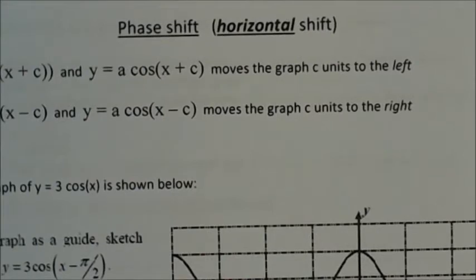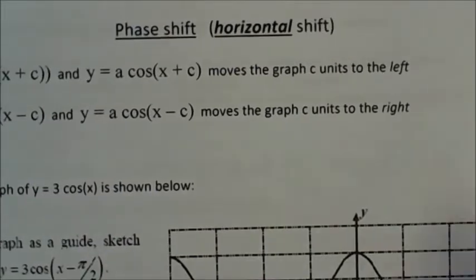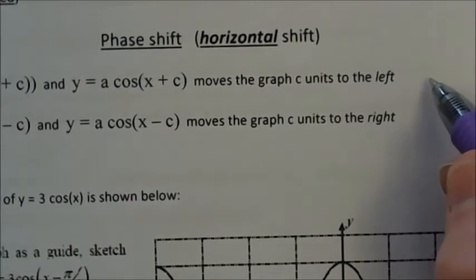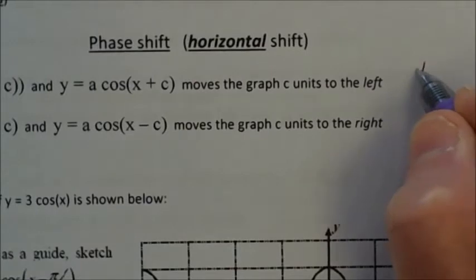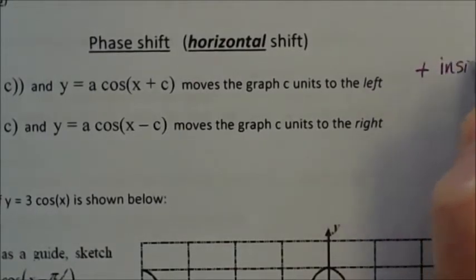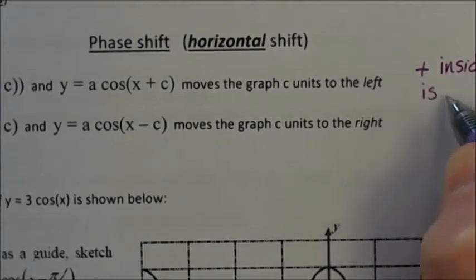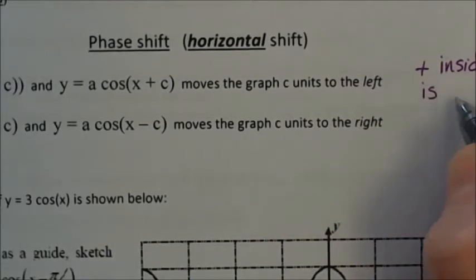Remember when we did transformations back in Chapter 4, all right? A plus or minus inside the parentheses meant a shift left or right. So in this case, we have a plus inside parentheses, which is a shift to the left.